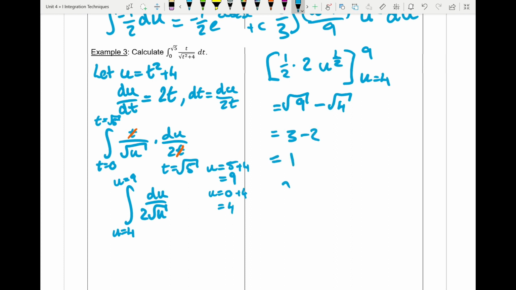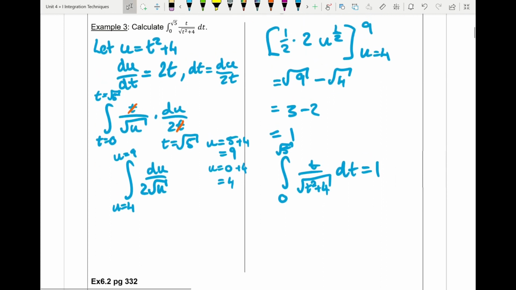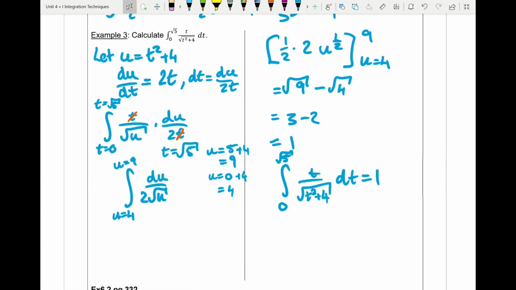So we find that the original problem we were asked, which is the integral of t over square root of t squared plus 4 dt, is equal to 1. So we can see there we identified the issue. We needed to find a way to stop it from being a quotient of two functions. The easiest way to do that was to get dt in terms of du and then having t on the denominator. So when we do that variable transformation, the quotient of functions in terms of t cancel out, and we're just left with that du on 2 root u.